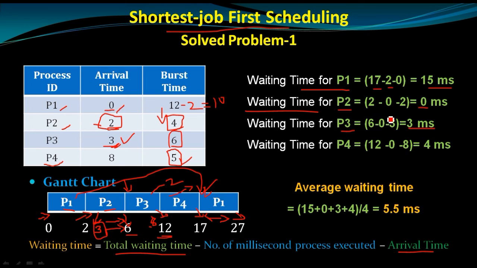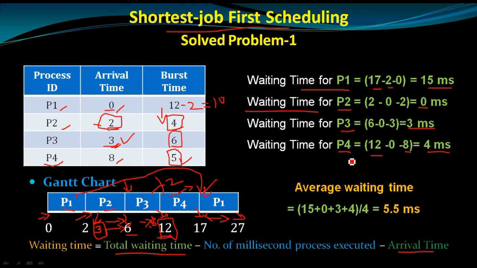Now P4. So 12 is the total waiting time. P4 is entering here at the 12th millisecond, minus 0, the number of milliseconds the process executed, and 8 is the arrival time. So 12 minus 8 is 4 millisecond. It is waiting 4 millisecond because it is arriving at 8 millisecond and it is occupying the CPU at the 12th millisecond. So 8 to 12 means 4 millisecond it is waiting. In this fashion we can calculate all the waiting times of these four processes.